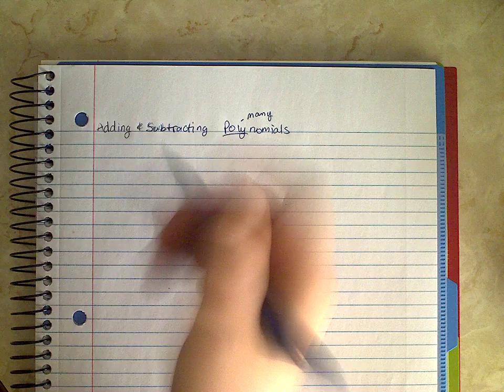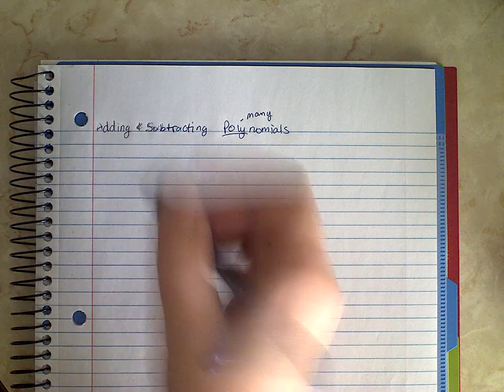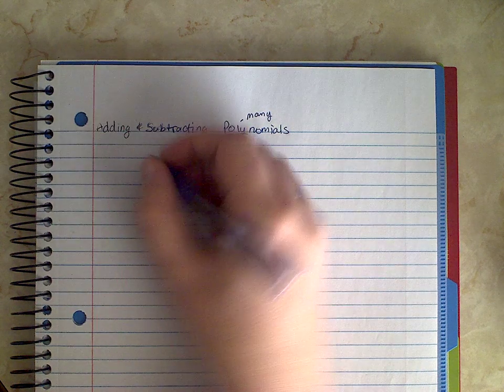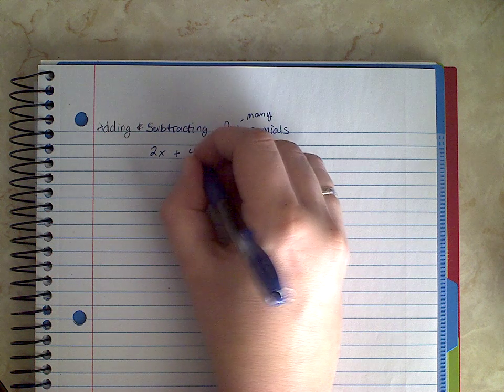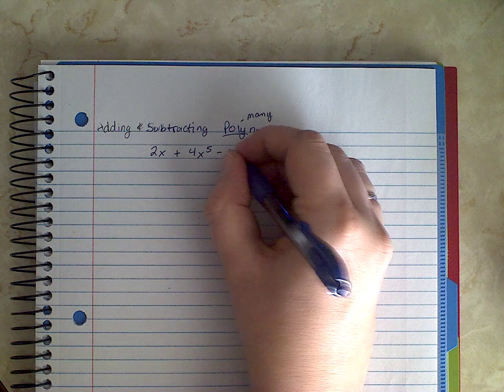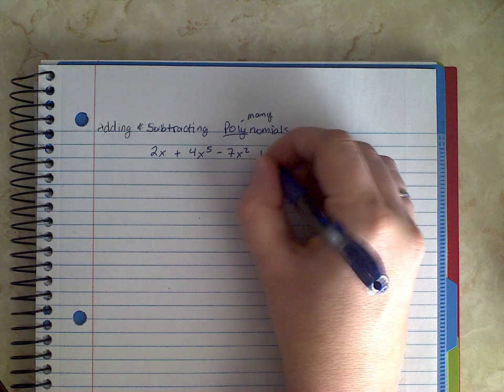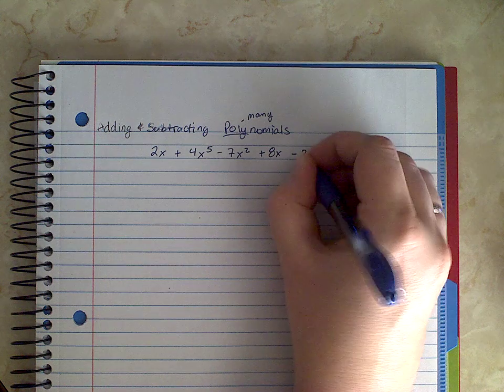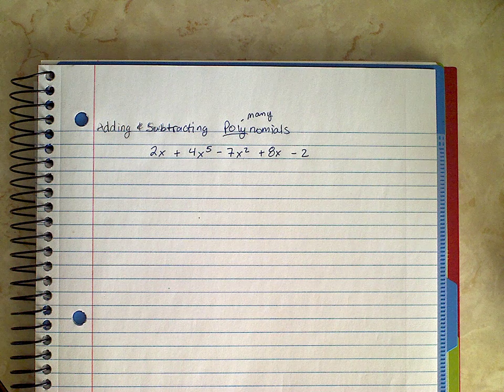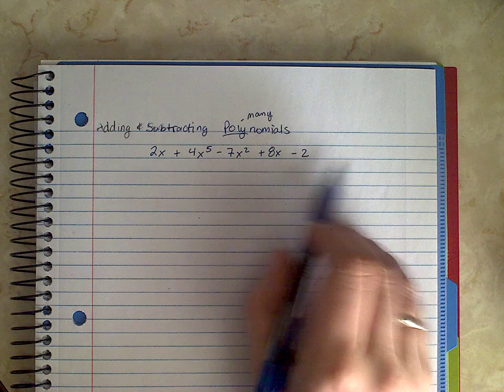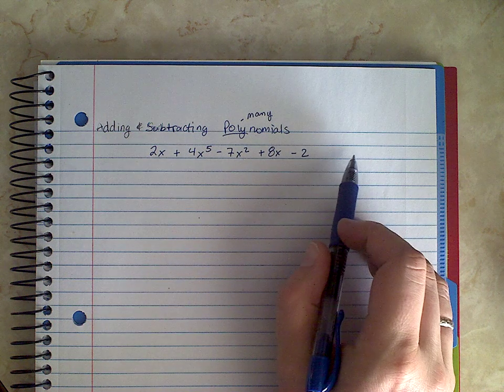So, okay. An example of something that's a polynomial here. Let's say that we have something like 2x plus 4x to the fifth minus 7x squared plus 8x minus 2. All right. Okay. Now, there's no equal sign, so this isn't an equation. We're not solving for x because there's no equal sign anywhere. We're not doing equals 5, so you wouldn't have to solve for x.